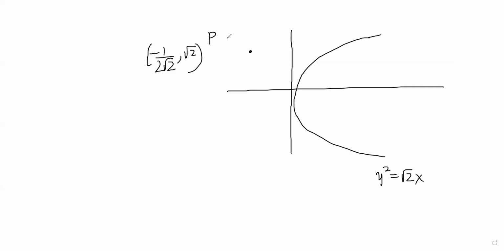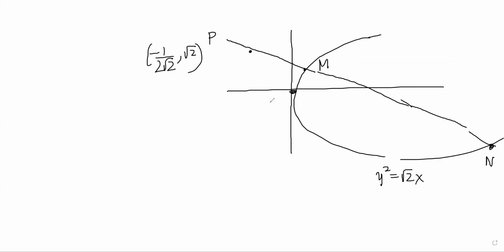And from here, you draw a normal to the parabola. At this point, it is normal. And it cuts the parabola again somewhere. Let's say it cuts it here. So this point is becoming my M, and this point is my N. And this is origin, right? So chord ON is also drawn.